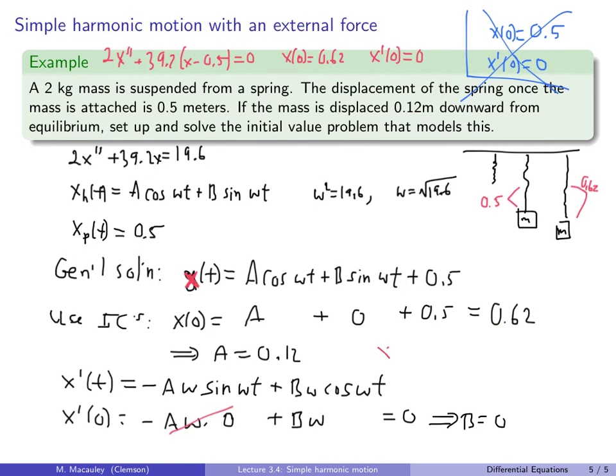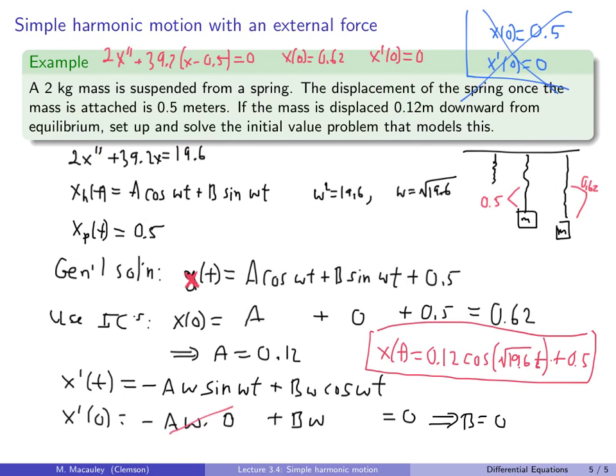So our final solution is, let's squeeze it in here, x of t is 0.12 cosine of root 19.6 t plus 0.5. And actually I lied, I'm not going to be using our phase shift in this example, but I will do one shortly in examples in the next lecture.